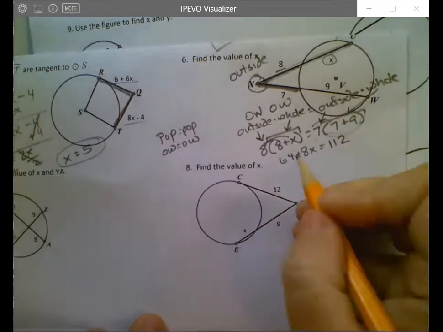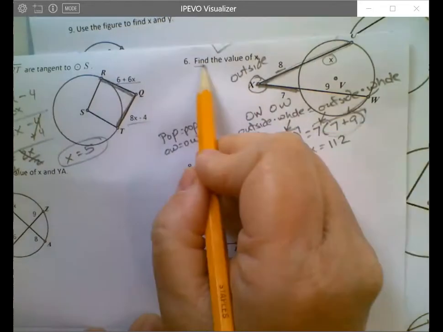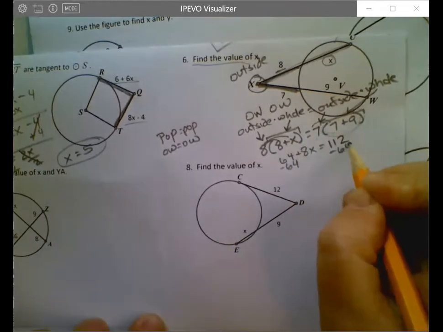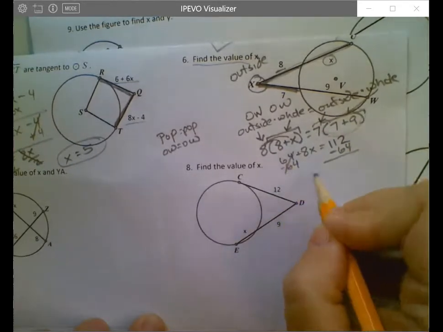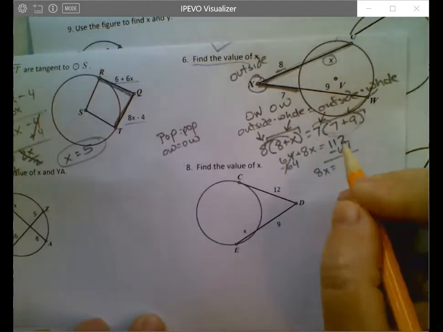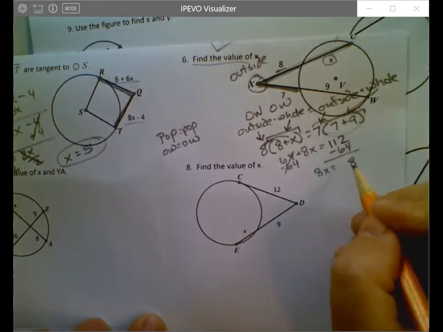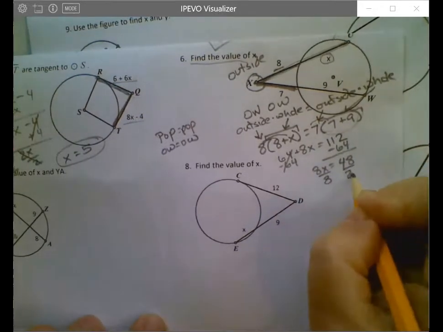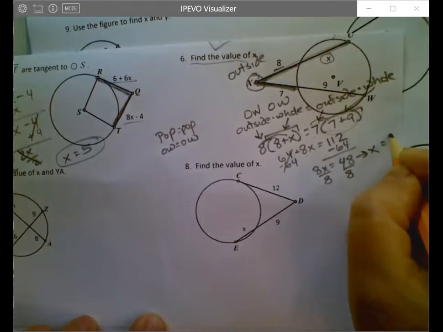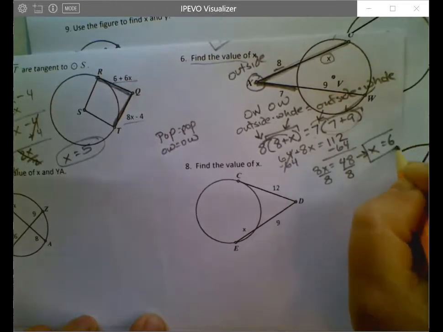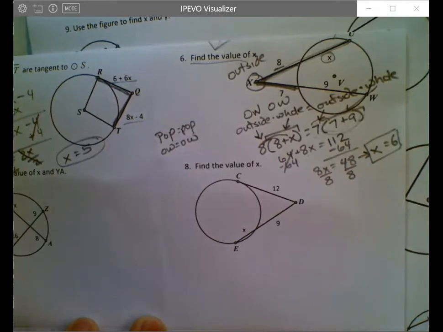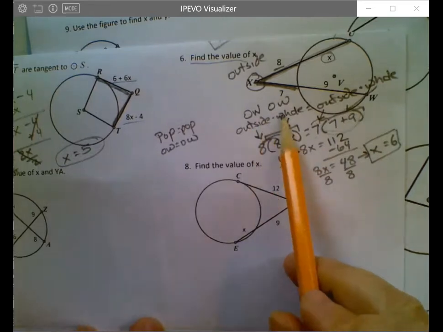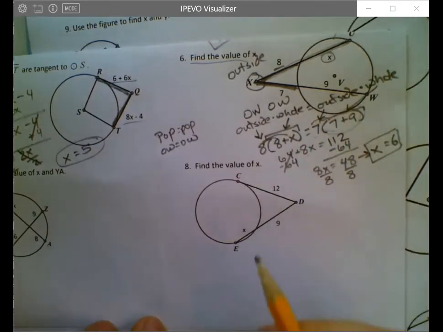All right, so then I just have to solve for x, as this is find the value of x. So I'm going to subtract 64. That's going to give me 8x equals 48. And then divide by 8, and I get x equals 6 as my answer. So if the angle is outside, you're using ow, ow. Outside times whole equals outside times whole. Let's try that again for number 8.